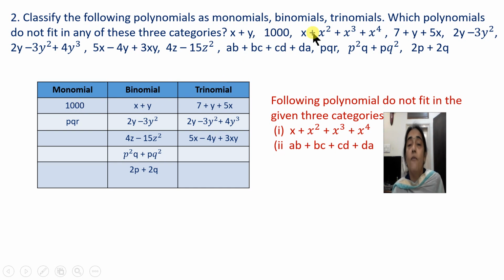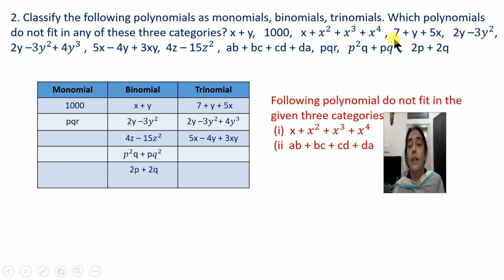Same way, x plus x square plus x cube plus x4. Now there are 4 terms. So it is not a monomial, it is not a binomial, it is not a trinomial. So it will not come under any of these headings. So what we will do? We will write it separately. So first here you will write following polynomials do not fit in the given 3 categories. And you write down x plus x square plus x cube plus x raised to 4.